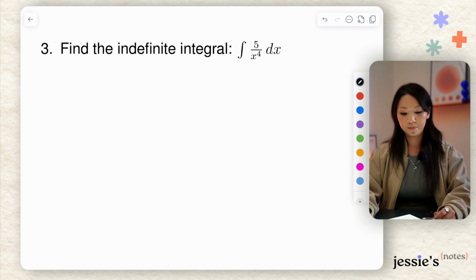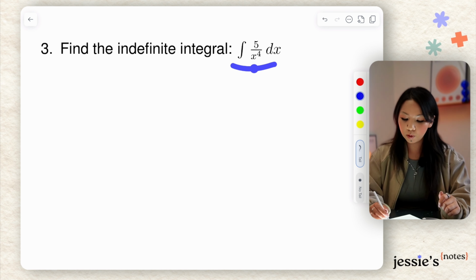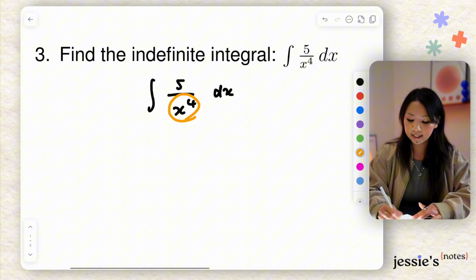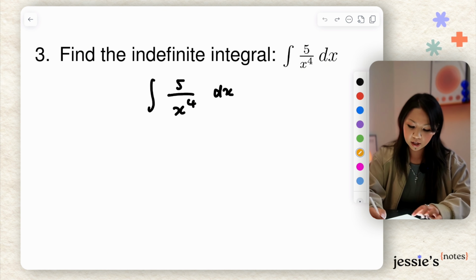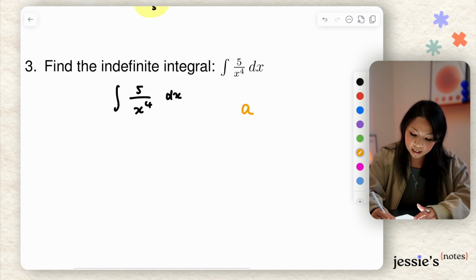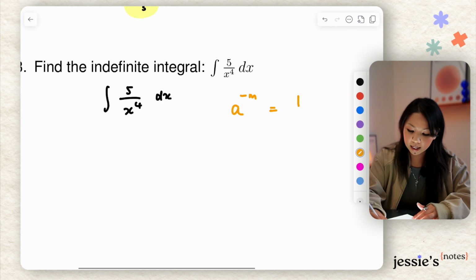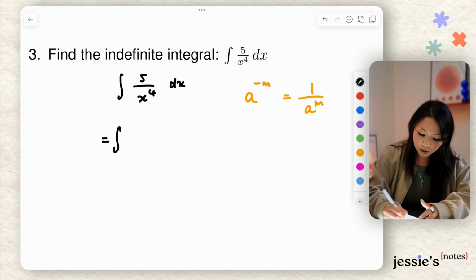All right. Okay, question 3. Find the indefinite integral of this. So if you look at this integral, the first thing hopefully you should notice is that x is on the bottom. So using the negative index law, bring it back up. So just to recap, the negative index law says that if you have any base a to the power of negative m, then you can actually rewrite this as 1 over a to the power of m. So if I were to rewrite this, we're going to get 5x to the power of negative 4 dx.